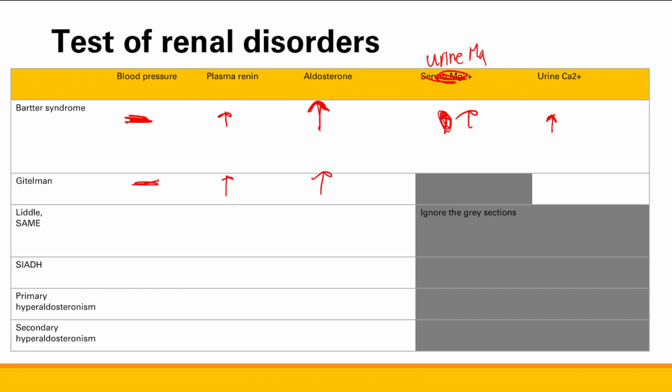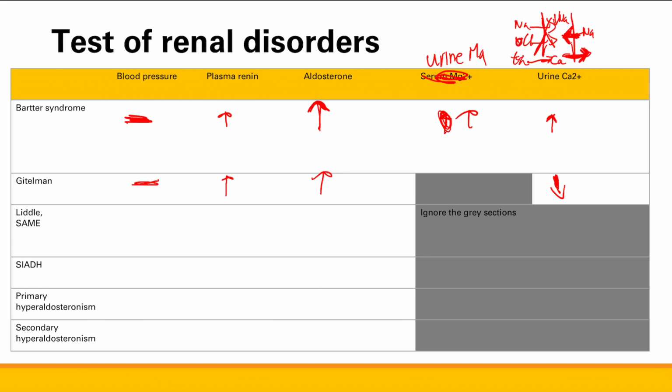But Gitelman syndrome blocks that sodium chloride transporter. Sodium chloride blocked. Decreased sodium inside the cell. Remember now we also have this sodium calcium transporter. So this is increased because there's an increased gradient now. So you have increased calcium reabsorption. So urine calcium goes down. So there's less calcium in the urine, in the lumen.